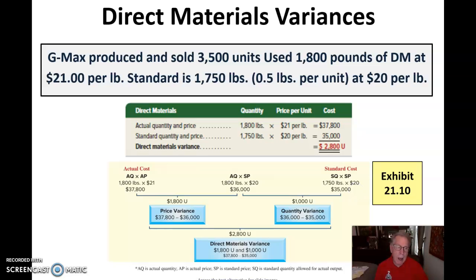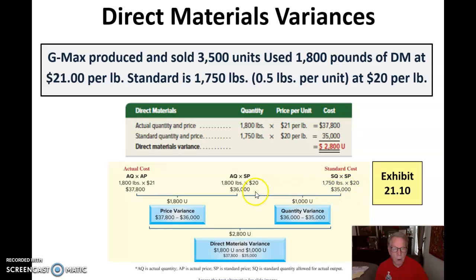Now at this point, what I do is I take the 37,800 actual, compare it to the 35,000 standard, and I'm going to say that's $2,800 unfavorable in total. Now in the middle, I'm going to pick up actual quantity here, 1,800 pounds, and standard price here. And that's going to be $36,000. I compare that 36,000 to 37,800. I'm unfavorable by $1,800.